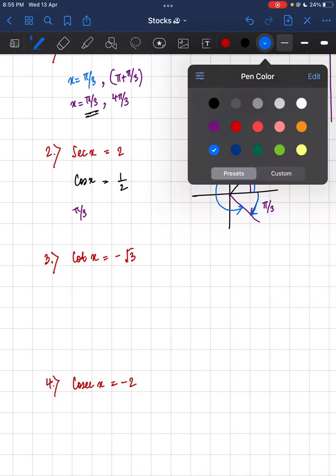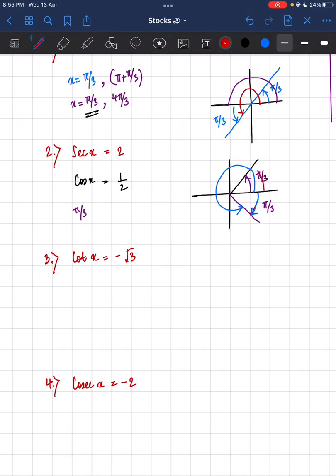So how much is my actual angle? If you look carefully, this entire thing is my complete angle, and complete angle is how much? It's 2 pi. So the angle is pi by 3 less than 2 pi. So I will do 2 pi minus pi by 3. So it is pi by 3 less of 2 pi, right? So the other solution of this one will be 2 pi minus pi by 3, and that comes out to be 5 pi by 3. Principal solutions come out to be pi by 3, and here we have 5 pi by 3. So this is how we get the principal solutions.